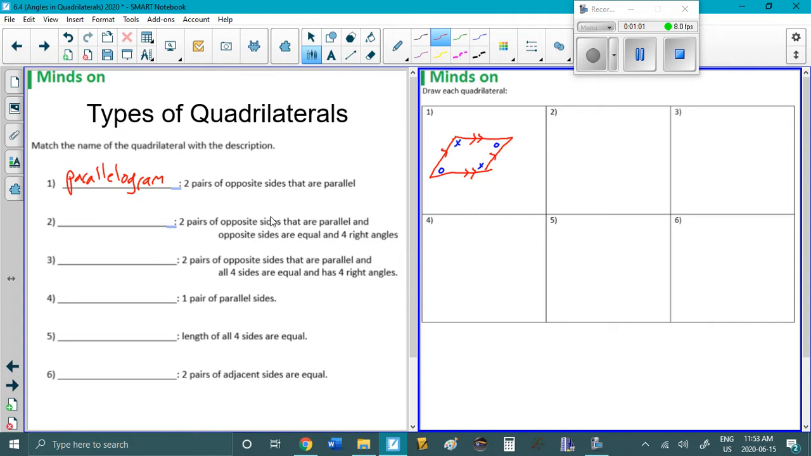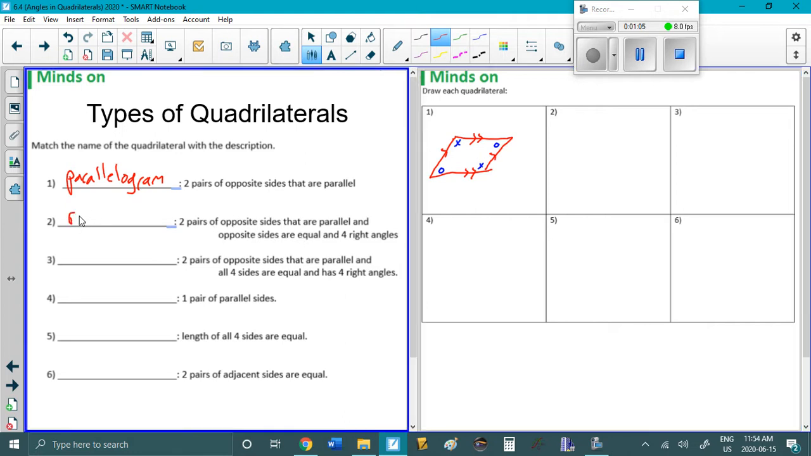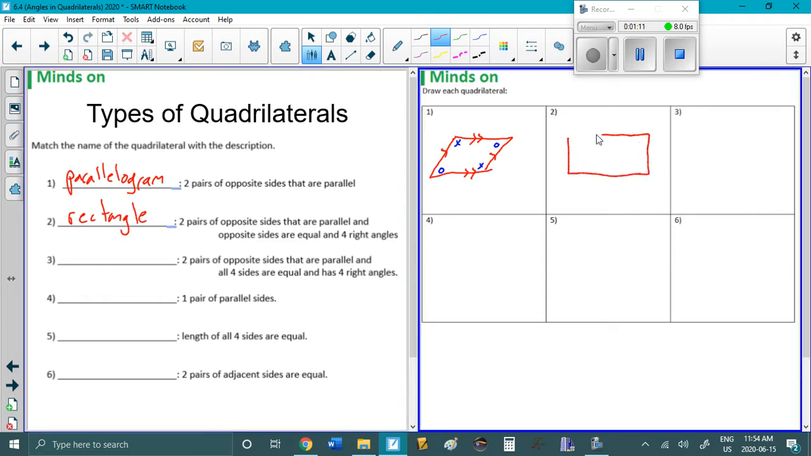Number two, two pairs of opposite sides that are parallel and opposite sides are equal, and four right angles. Well, that's just a rectangle. I'm sure you remember a rectangle. It's pretty easy, so here it is. These sides are parallel, these sides are parallel, and every single angle is a right angle. So this is my little right angle marker here.